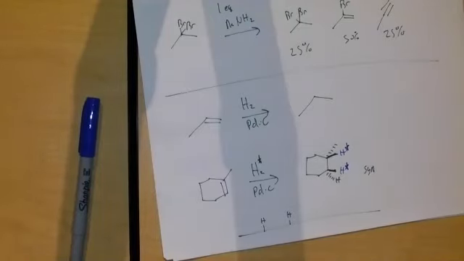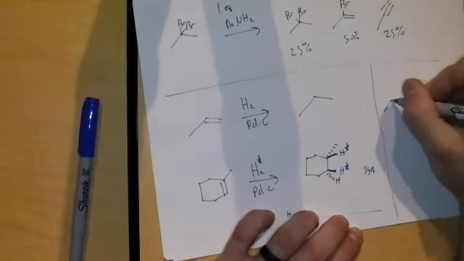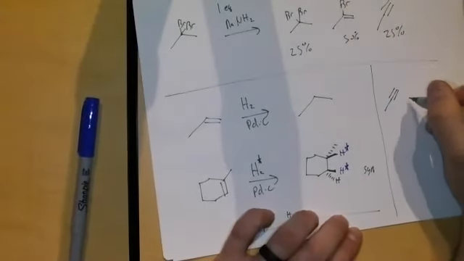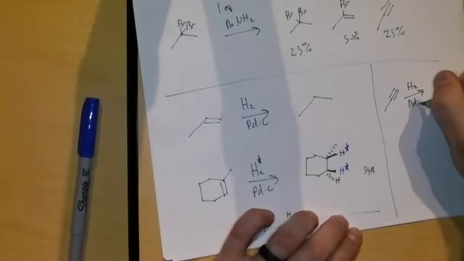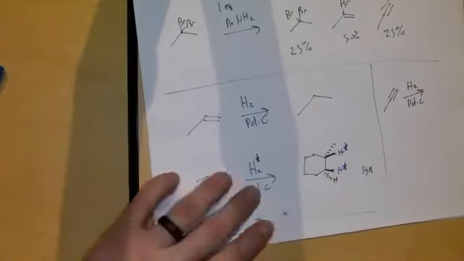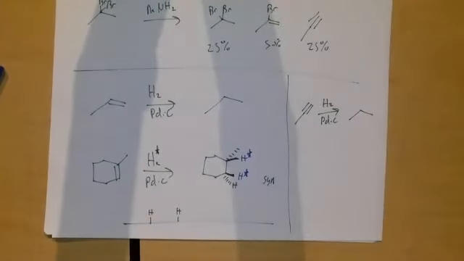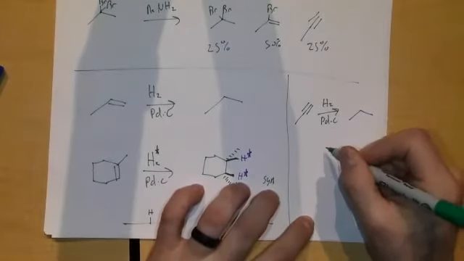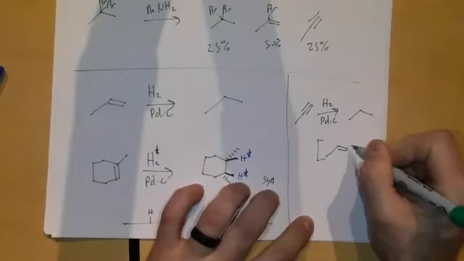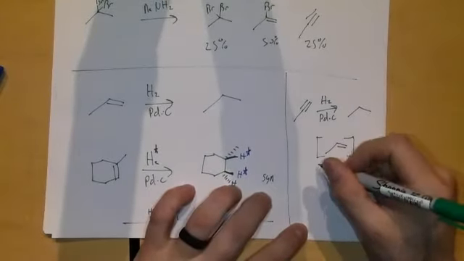So for reducing a triple bond, if you throw in H2 and palladium on carbon, what you're actually going to get is just a single bond. So at some point in time, you would get this, but this is really easy to reduce comparatively.